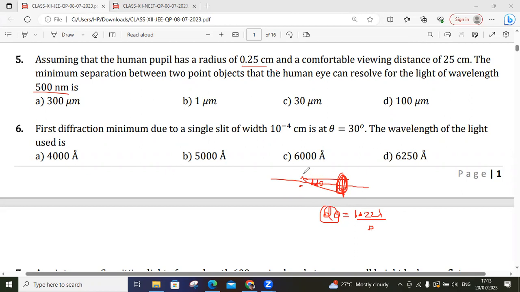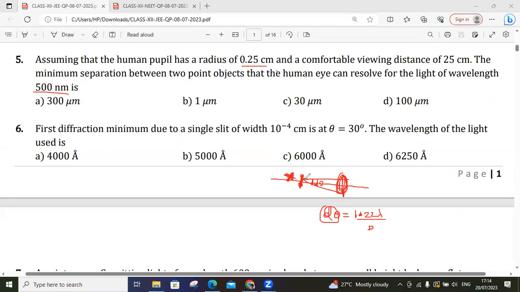But they have asked for the minimum separation between the point objects that the human eye can resolve. So they have asked this actually. This x they have asked.